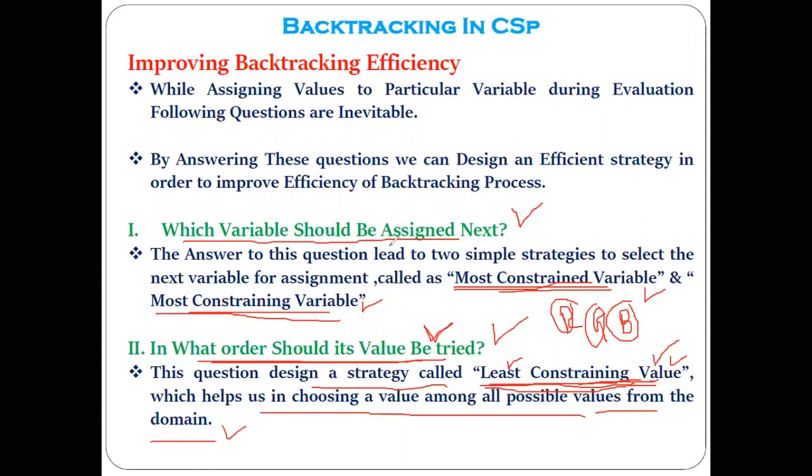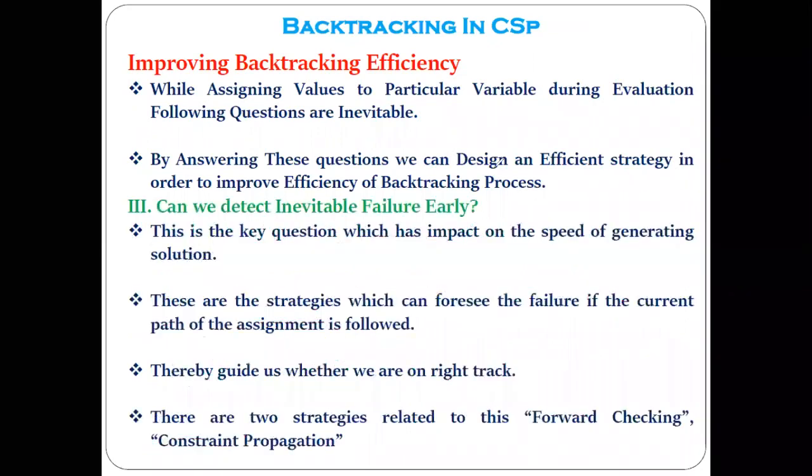Which variable to choose first is based on these two techniques: first the most constrained variable, and second the most constraining variable. And the last question related to improving the efficiency of the backtracking process is: can we detect the inevitable failure?